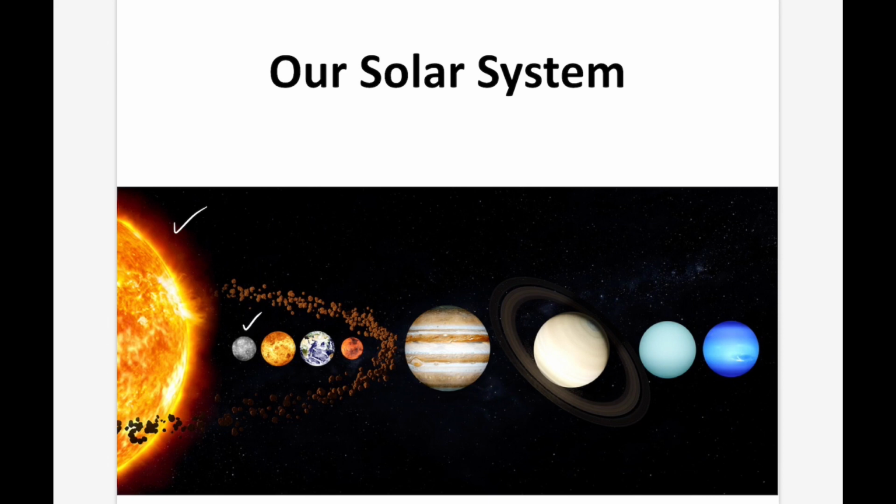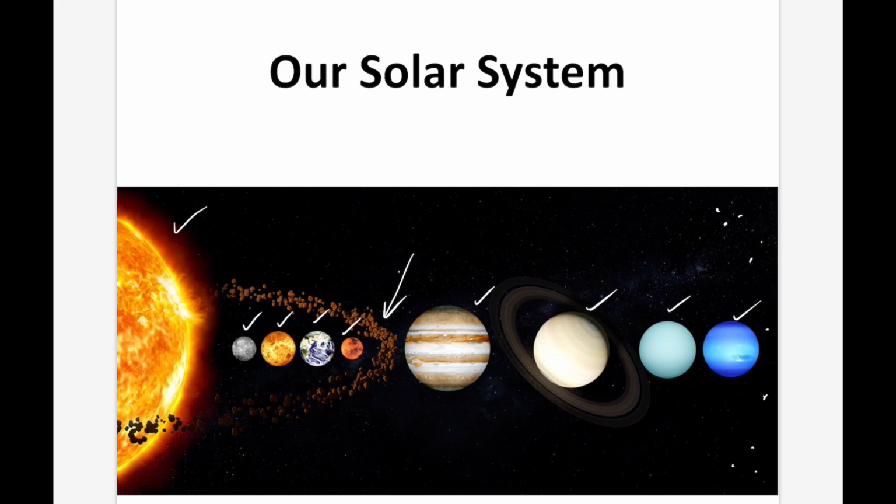We have Mercury, Venus, Earth, Mars. We have the asteroid belt here: Jupiter, Saturn, Uranus, and Neptune. And then outside of all this would actually be another asteroid belt called the Kuiper belt, which isn't shown on this picture, but it's filled with asteroids as well, and they're much more spread out, and that's actually where Pluto is located.